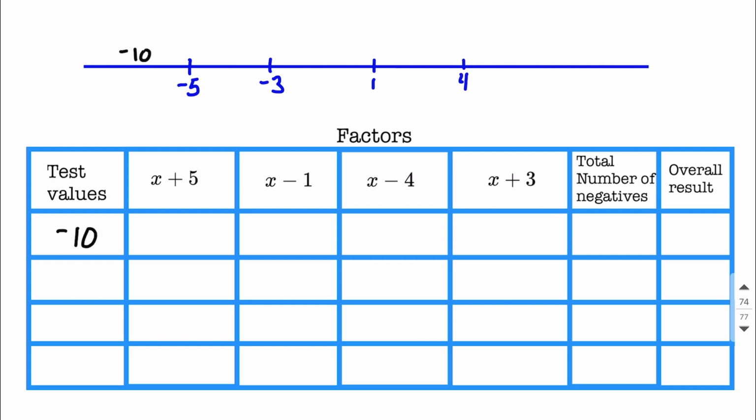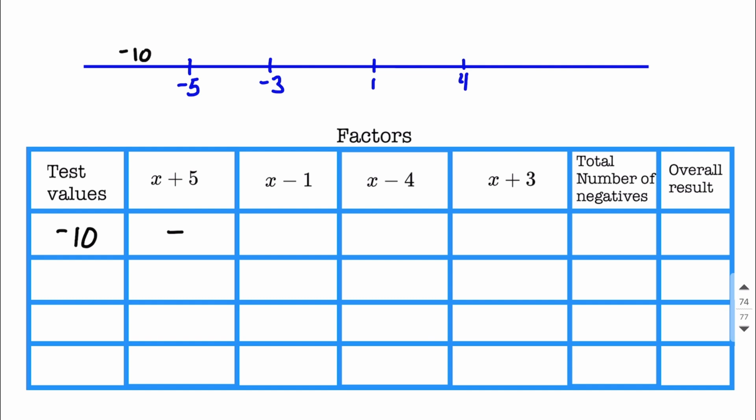When I write these, I also try not to write them on the same side of the number line as where I put the values that are going to split up our intervals. So negative 10, and now we need to test it in each one of these factors. Negative 10 replaces the x, negative 10 plus 5 makes negative 5. Overall, we just care that it's negative in that section though. And there wasn't anything special about negative 10. You could have picked negative 1000 as your test value.